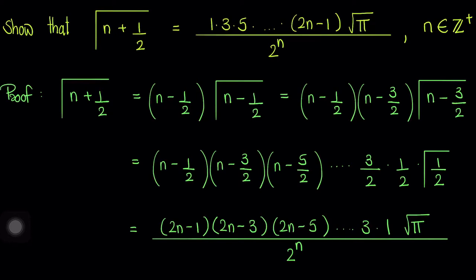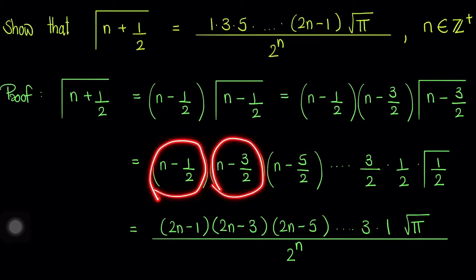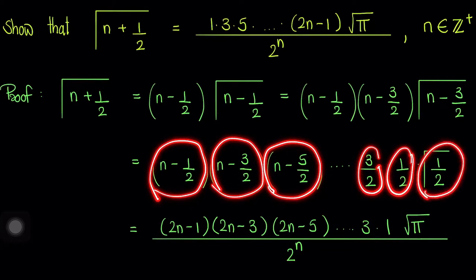Now if we repeat this procedure, we will have n minus 1 by 2, then n minus 3 by 2, then n minus 5 by 2, and so on up to 3 by 2, 1 by 2, and finally gamma 1 by 2.